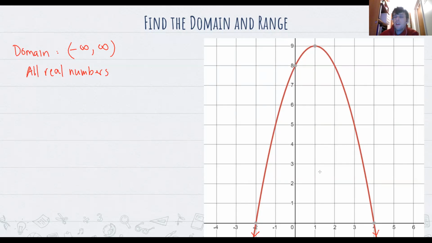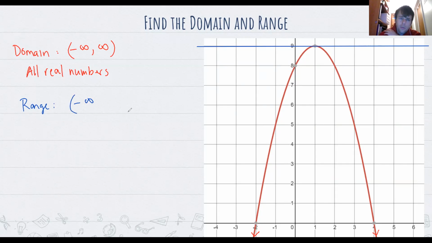next, the range. So again, the range is the lowest value all the way up to the highest value. And so since this graph is going down forever, there is no lowest value. But we do have a highest point, right? This graph does not get any higher than this value up here at 9. So the lowest value for the range is negative infinity, right? Goes down forever.